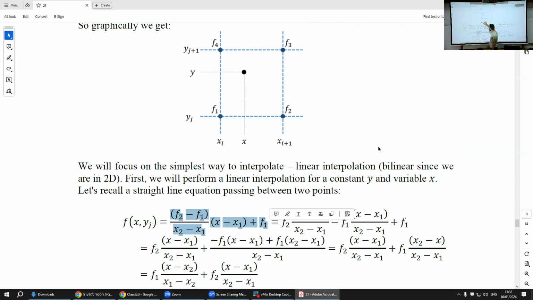Okay, so you have a two-dimensional world here, and you have a function on this world. For example, the temperature at this point, the temperature at this point, the temperature at this point. So at this point, the temperature is given to be f1, and at this point, the temperature is given to be f2.